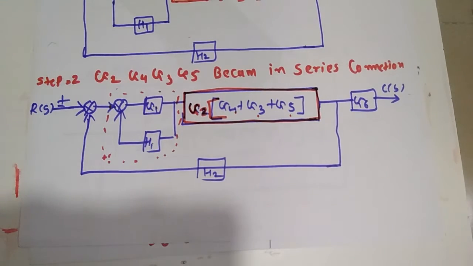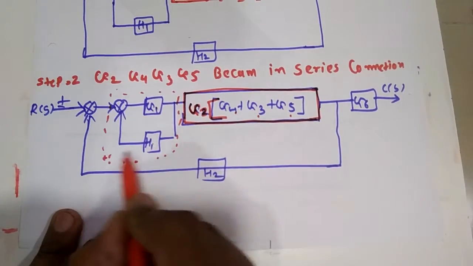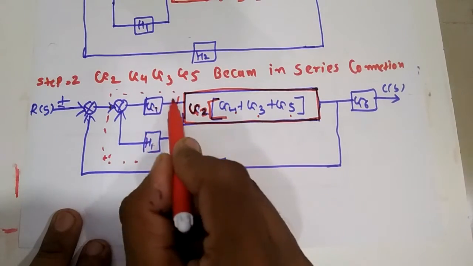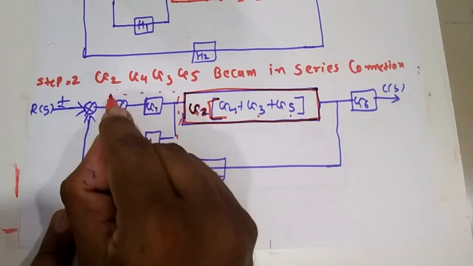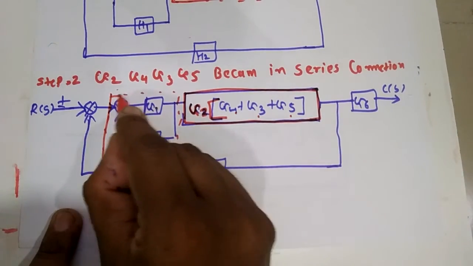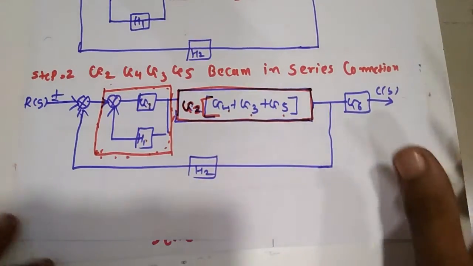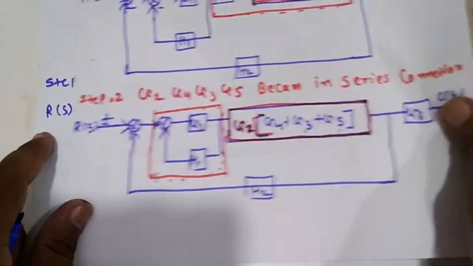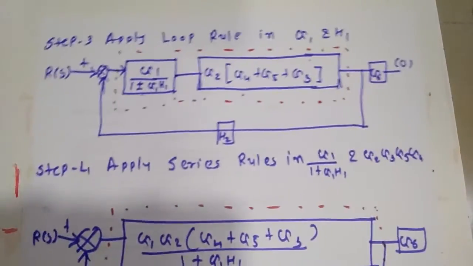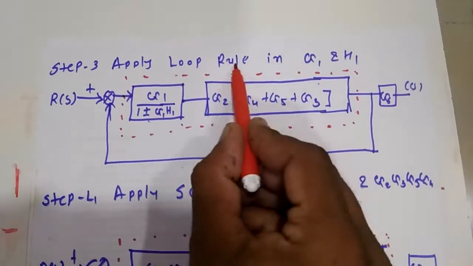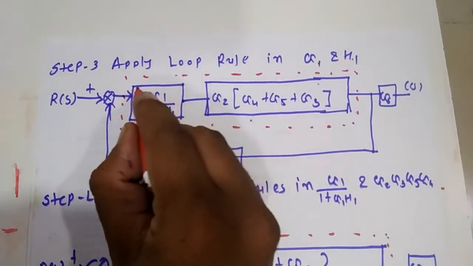After solving these parallel and series connections, we see the loop connection. Here we see the loop connection of G1 and H1. H1 is the feedback of this system. So we apply the loop connection to G1 and H1. So step 3 is to apply the loop rule in G1 and H1. This is called the loop rule.